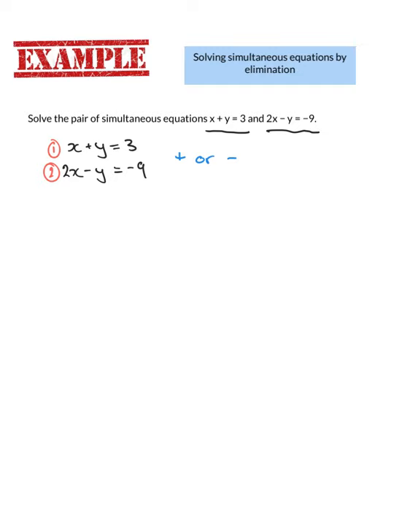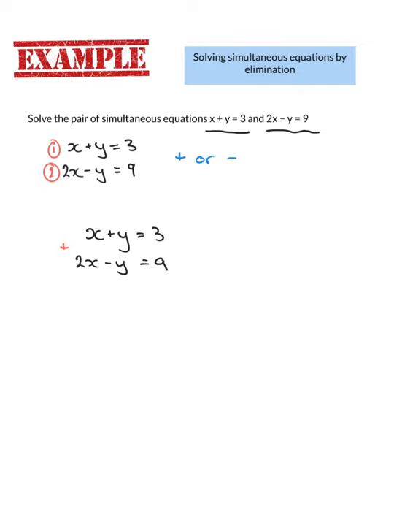To do this, I like to stack them on top of each other. x plus y equals 3 and 2x minus y equals 9. Now we were adding them together because we saw that you can trial and error these to see which one eliminates, but we were going to add them, so I like to put a little addition sign there.